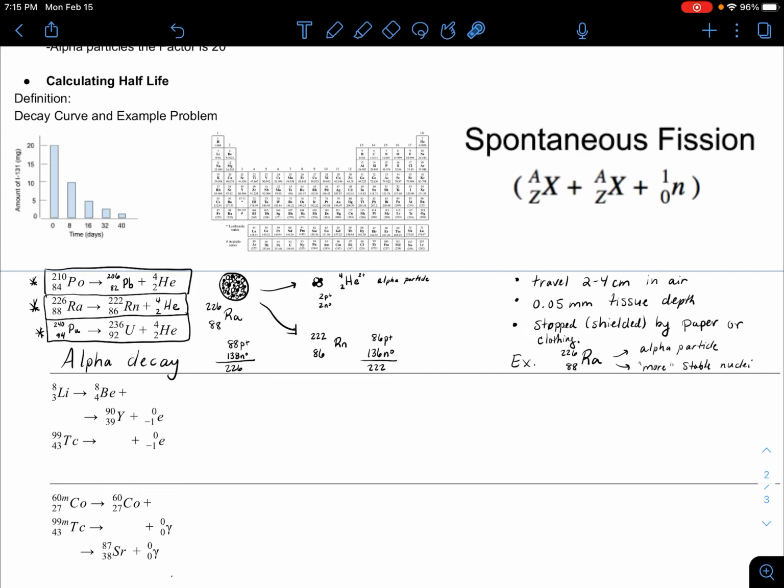All right, so I hope this video helped you understand how to write nuclear reactions for alpha decay and kind of what alpha decay is in terms of being a helium with the 2+ charge, and then the mass number of 4 and the atomic number of 2, and kind of how it can be stopped by paper and clothing, and how far it can travel in air. All right, hopefully you'll watch the next video on beta decay.